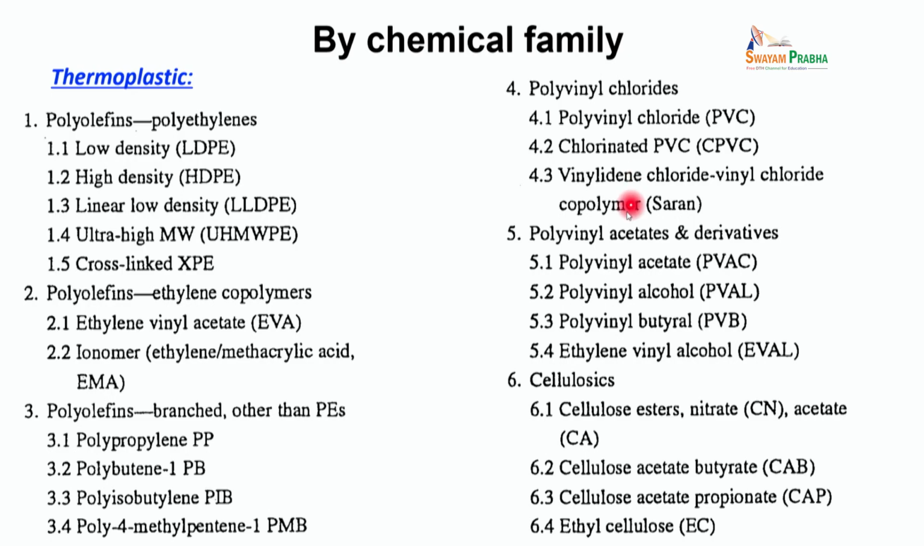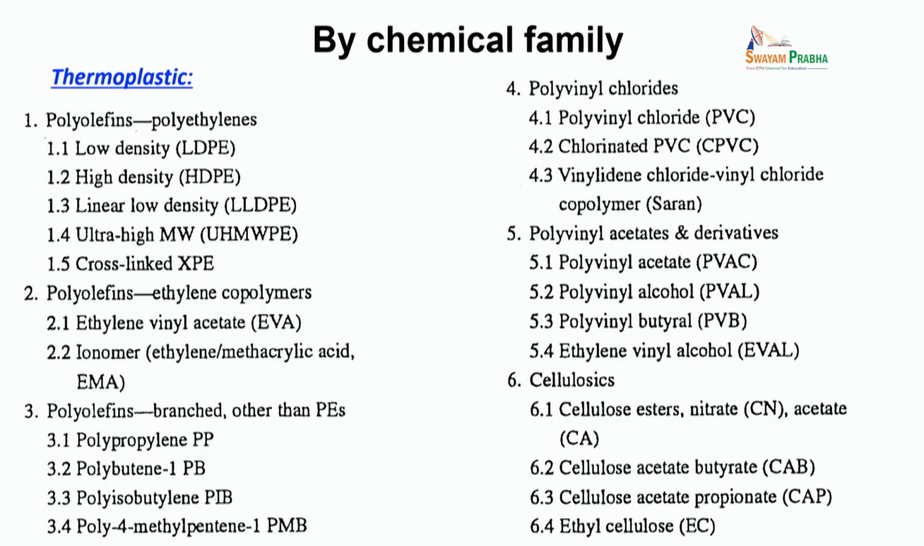Then there is another class called polyvinyl acetate. Within that, you can actually have several subclasses. Then there is something called cellulose esters. This involves cellulose acetate, cellulose nitrate, and so on. They are used for making membranes, cellulose membranes, and so on. You can also have copolymers such as cellulose acetate butyrate, cellulose acetate propionate, and ethyl cellulose.